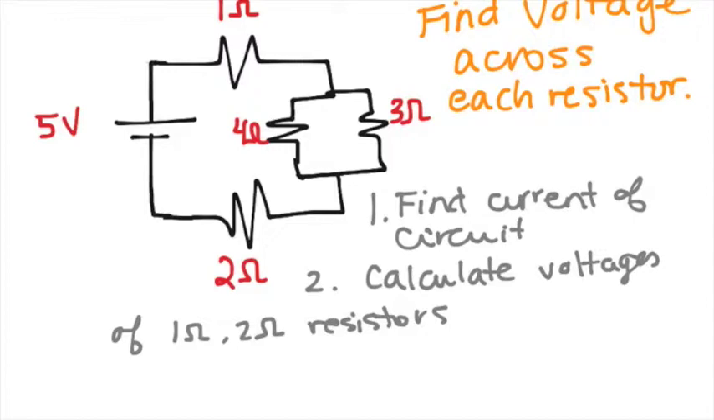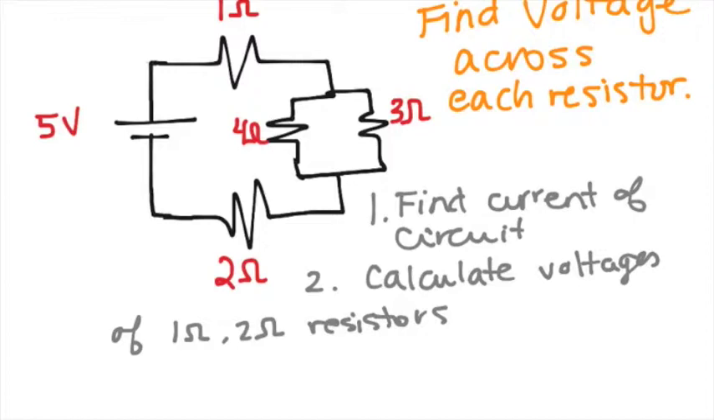So we've got this circuit here that's got a 1 ohm resistor followed by a 3 and 4 ohm resistor in parallel with one another, and then that is in series with a 2 ohm resistor. And it's all over a battery of 5 volts, and they want us to find the voltage across each resistor.